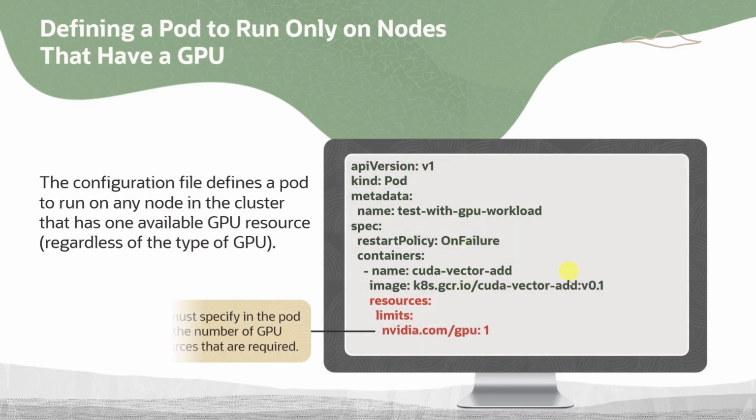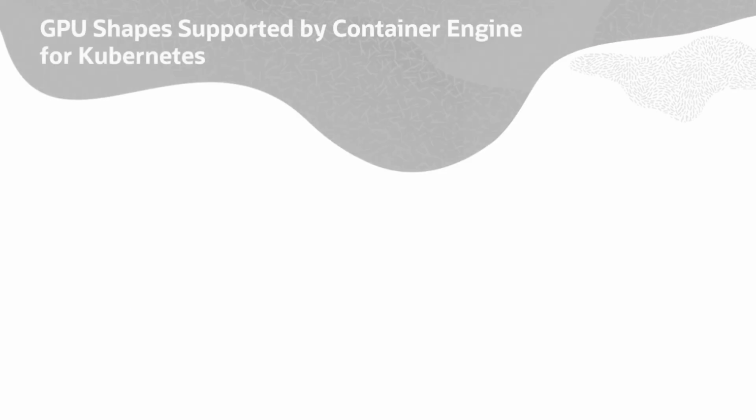The configuration file here exemplifies defining a pod that is set to operate on any node within the cluster possessing at least one available GPU resource, regardless of the GPU type. This simple yet powerful configuration ensures your pod runs seamlessly on nodes with GPU resources, paving the way for GPU accelerated workloads. Let's explore the range of GPU shapes supported by Container Engine for Kubernetes.